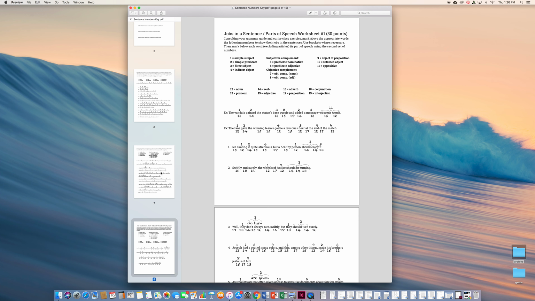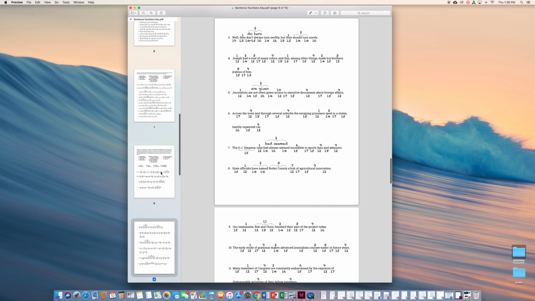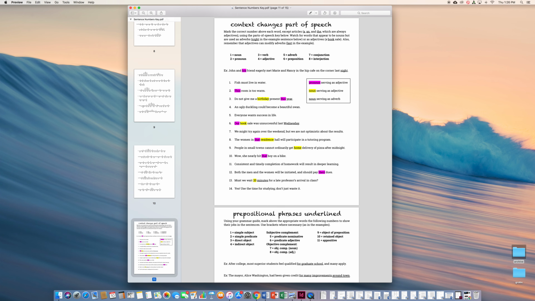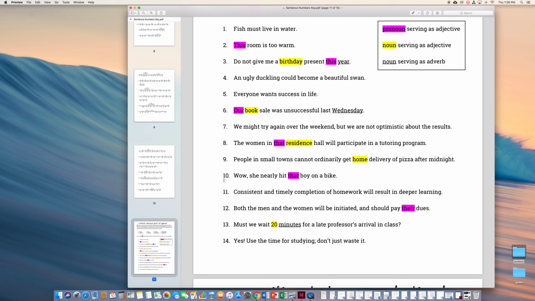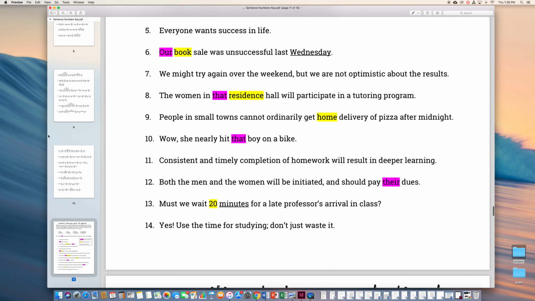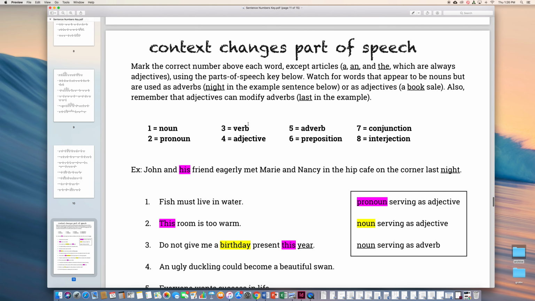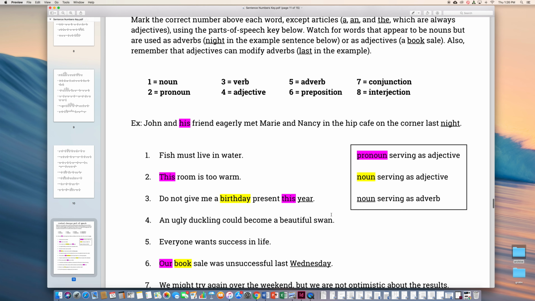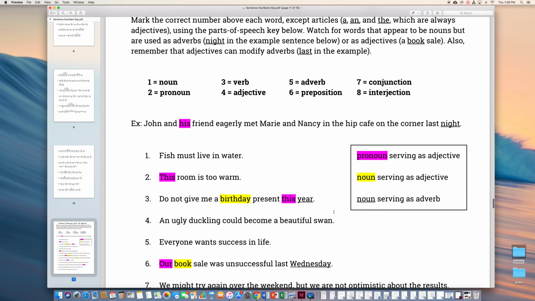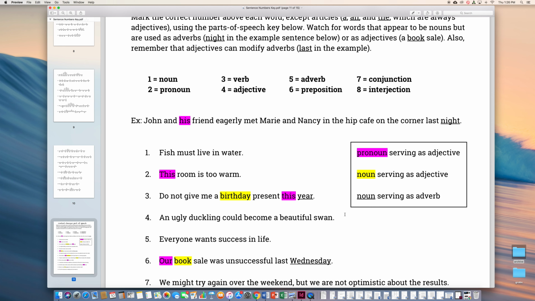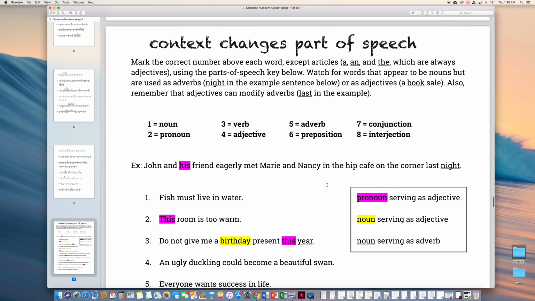There are just a couple of things about this exercise that I want to point out. I've also included this page that shows what happens when the context of the sentence changes the part of speech from a pronoun or a noun to an adjective, and from a noun to an adverb. This is just something to think about. You don't have to do this, but it can help you figure out what's going on in the sentence regarding the parts of speech.